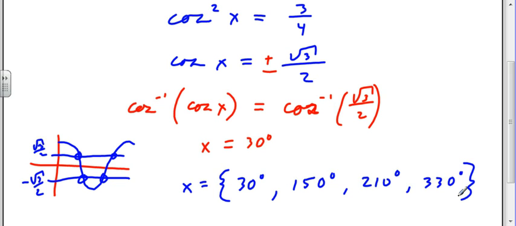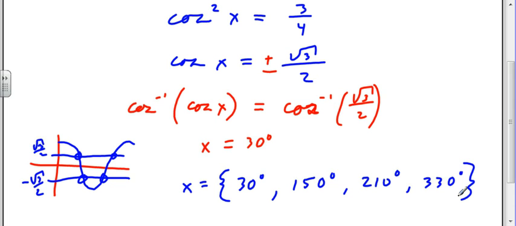So now I go and find the cosine of 30. That's right. And then I look at the cosine of 150. That's the same thing. And then I look at the cosine of 210, and thank you very much, cosine of 210, and so that works. Cosine of 330, that works too. Okay, so all my answers check.